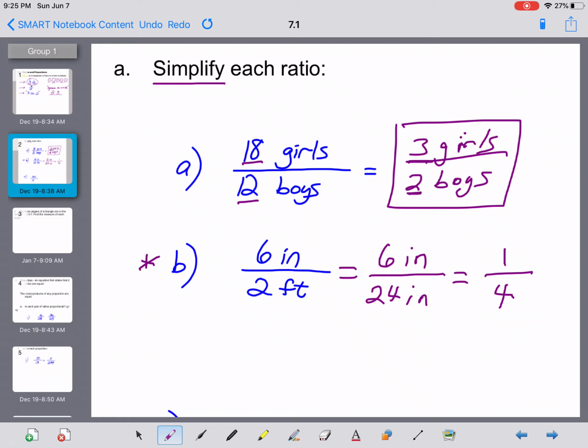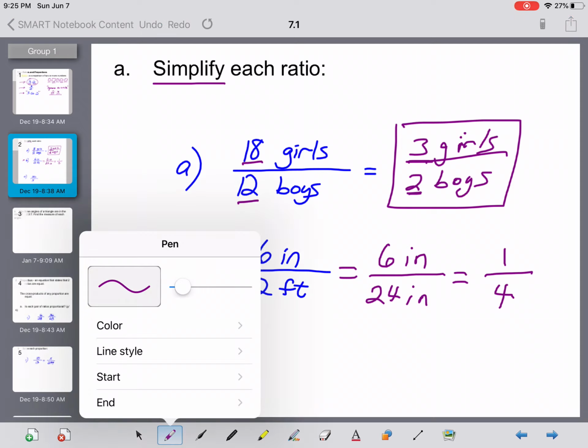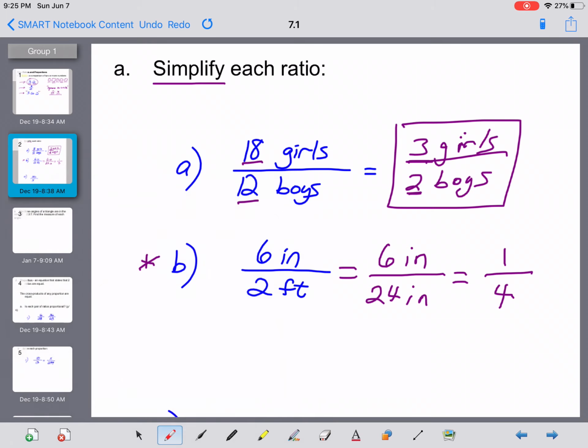And an interesting thing happens here in example B that did not happen in example A. The units, once we converted them, are exactly the same. Inches on top and inches in the denominator. So when you have the same units, they cancel each other out completely, and there are no units in the answer here. So that's interesting.